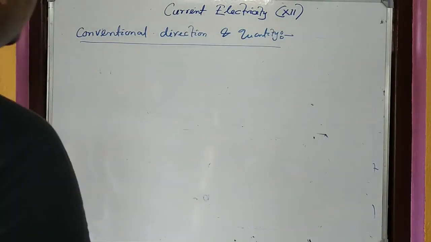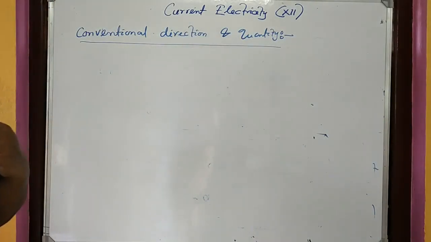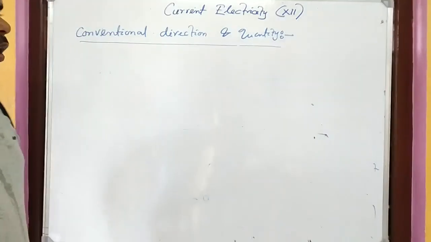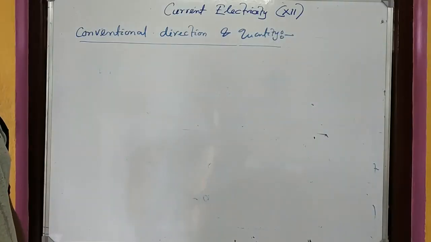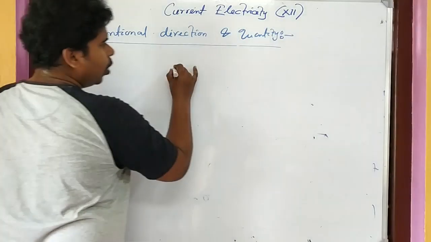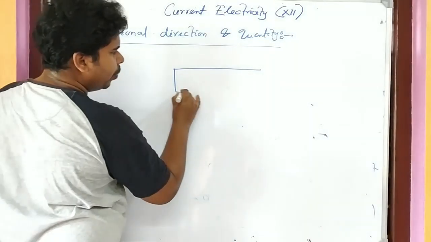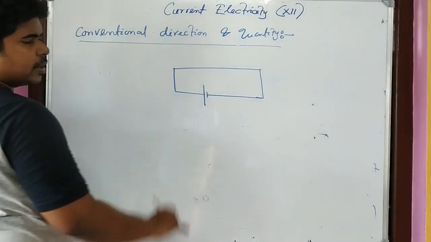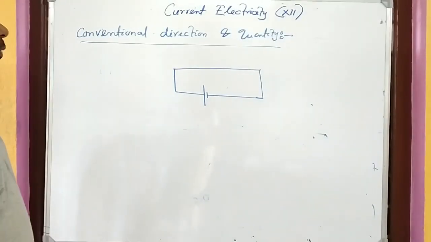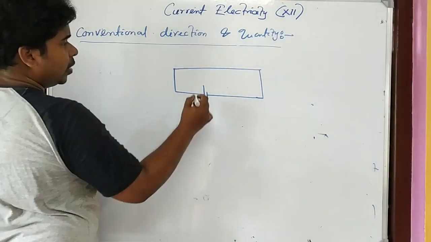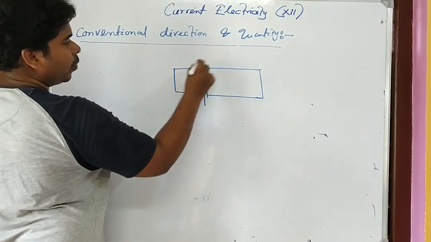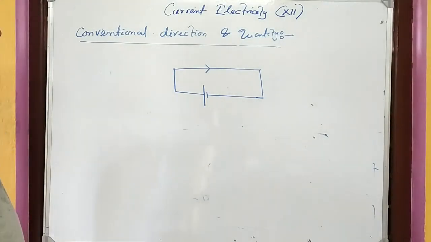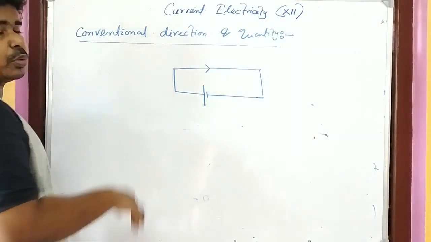Next target is to learn the conventional direction of current as well as what type of quantity it is. So, conventional direction and quantity. Definitely you all know, if I make a circuit this way, this is a cell which creates potential difference, and for that reason a current passes from positive to negative. So that is the conventional direction, where the current passes from positive to negative.